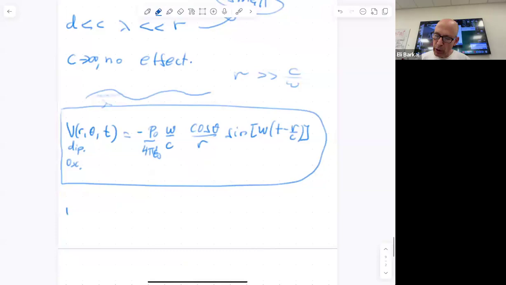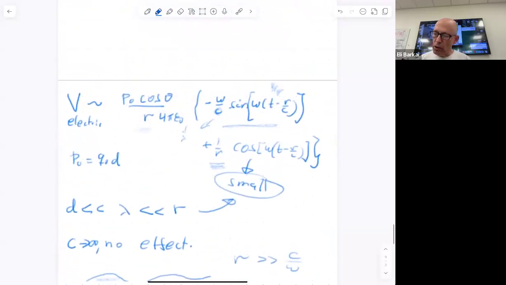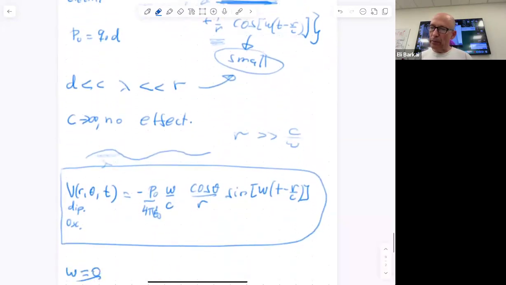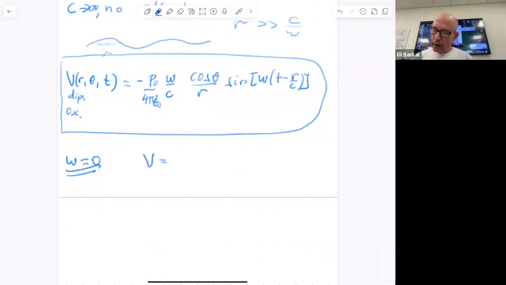I also want to emphasize one point. What happens if frequency is equal to 0? If the frequency equals 0, what do we have? We have a static dipole. And then you see that the leading term I eventually took will totally vanish. This term will vanish. And the cosine here, which depends on time, what will happen to it? It will be just 1, because cosine of 0 is 1. And then you are left with V equal P0 cosine theta over 4 pi epsilon 0 R squared, and that is the static dipole.